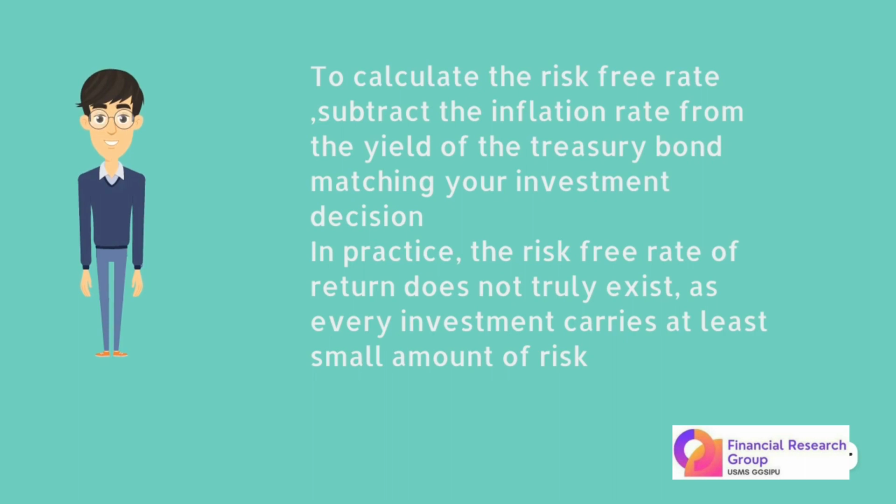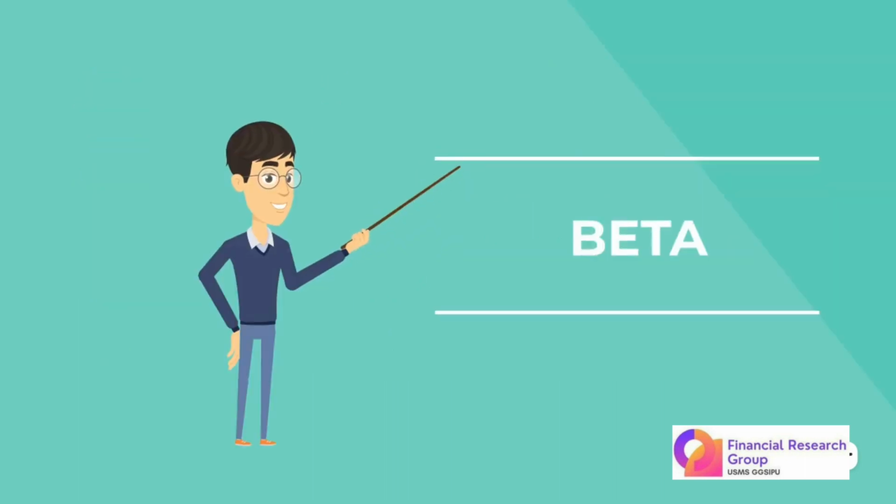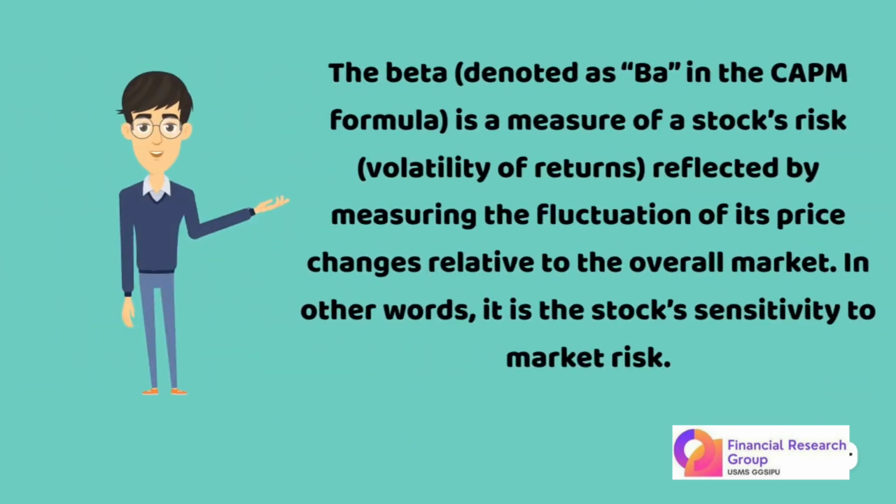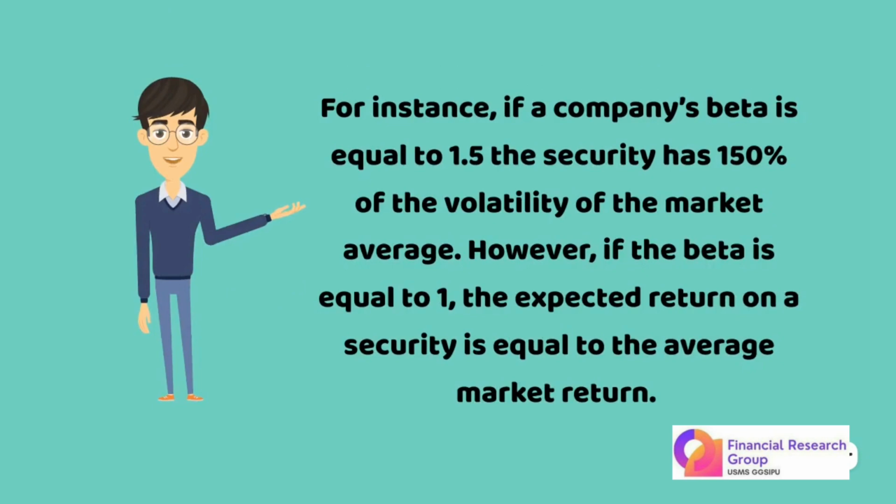Beta, noted as BA in the CAPM formula, is a measure of a stock's risk, or volatility of returns, reflected by measuring the fluctuation of its price changes relative to the overall market. In other words, it is the stock's sensitivity to market risk. For instance, if a company's beta is equal to 1.5, the security has 150% of the volatility of the market average. However, if the beta is equal to 1, the expected return on a security is equal to the average market return.